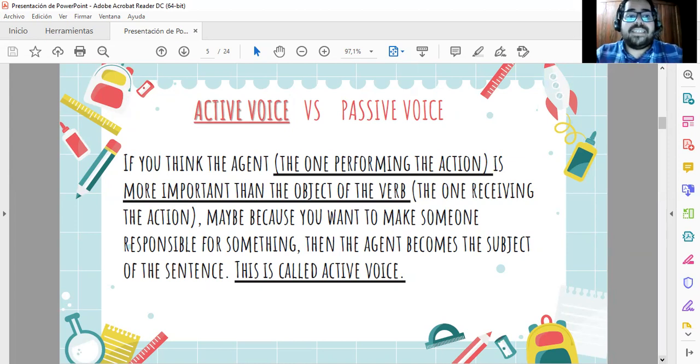As you can see here, guys, it says, if you think the agent, the one performing the action, the subject of the sentence, is more important than the object of the verb, the one receiving the action, maybe because you want to make someone responsible for something, or you want to emphasize the subject or the performer or the agent, then the agent becomes the subject of the sentence. This is called active voice.